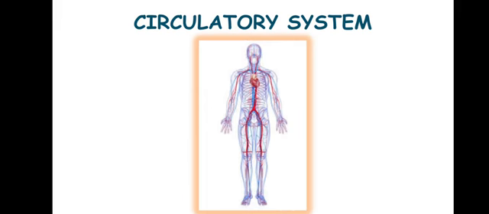Now we are going to study about the circulatory system. So let us see what is a circulatory system. See, in this picture, you can see that there are lots of wires inside our body. Something that looks like wires, right? So what is this? It is the circulatory system.